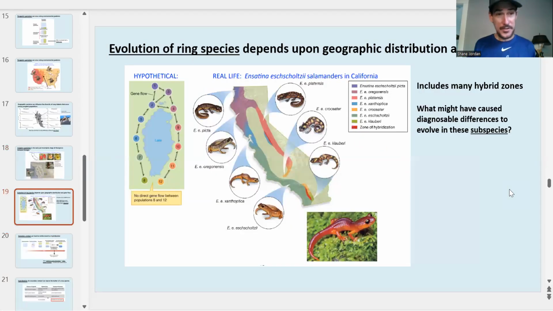Now, something very similar to parapatric speciation that we see is the evolution of so-called ring species. And this is something that really depends upon the geographic distribution of populations and the amount of gene flow within them. And so a hypothetical example of this might be a series of populations that are distributed, say, around the edges of a lake in a ring, so to speak, hence the name.